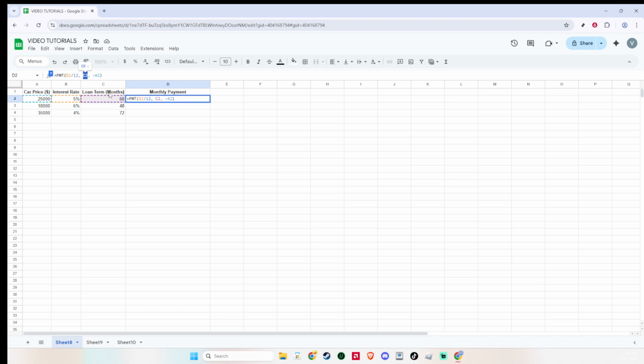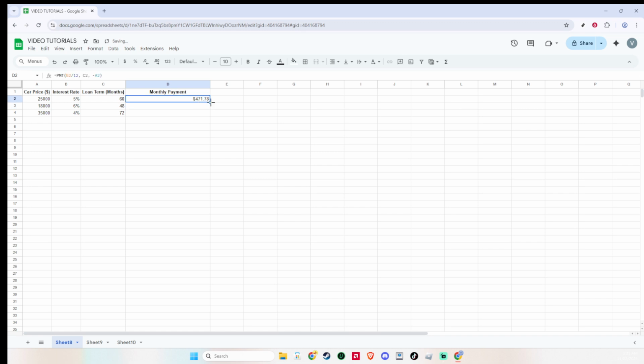The third part, loan amount, is the principal, or the total amount you plan to finance for the car. Notice the minus sign. In spreadsheets, cash outflows are treated as negative, so making the loan amount negative tells Google Sheets to return a positive payment amount. If you skip the minus sign, you'll likely see a negative payment, which is correct mathematically but less intuitive to read. After you've filled in your interest rate, term, and loan amount in the formula, press Enter. Google Sheets will instantly calculate the monthly car payment based on those inputs.